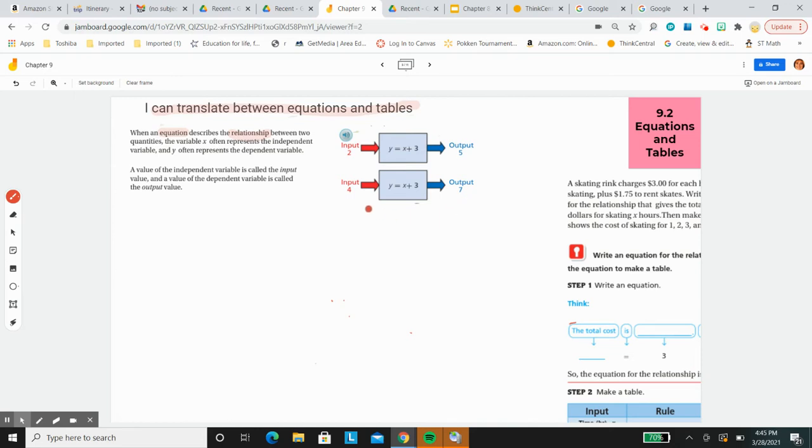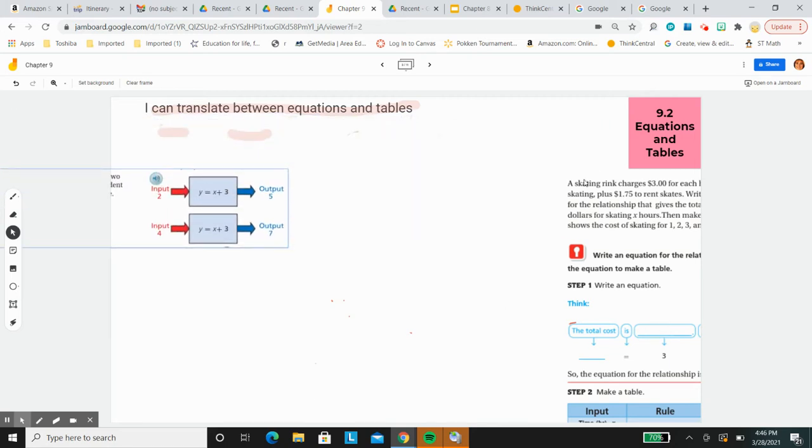So let's take a look at this diagram right here. Inside the box, okay, you have an equation. This is my independent variable, and this is my dependent variable. So when I put something into my equation, the output, okay, will be a result. So if I say that x is equal to 2, then y is going to be equal to 5. If I say now that x is equal to 4, then y is going to be equal to 7. All right? So this is important today. You're going to have an input, and whatever the input is put into the equation, it will create a different output.